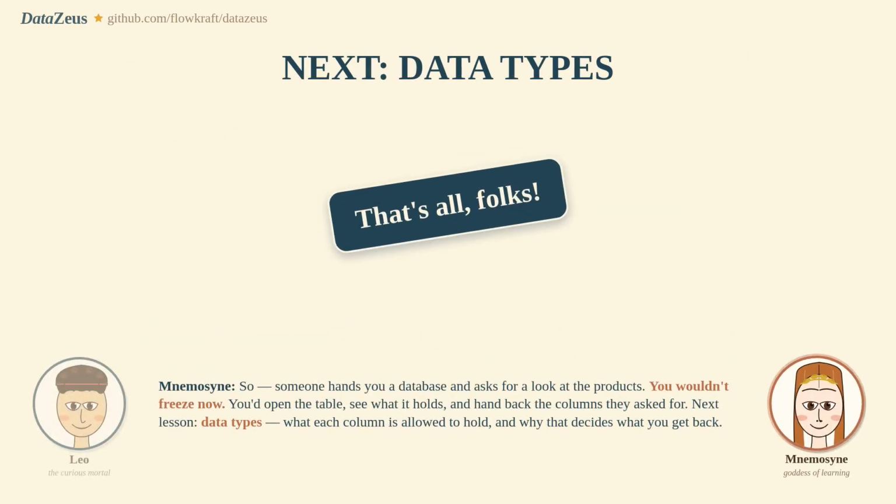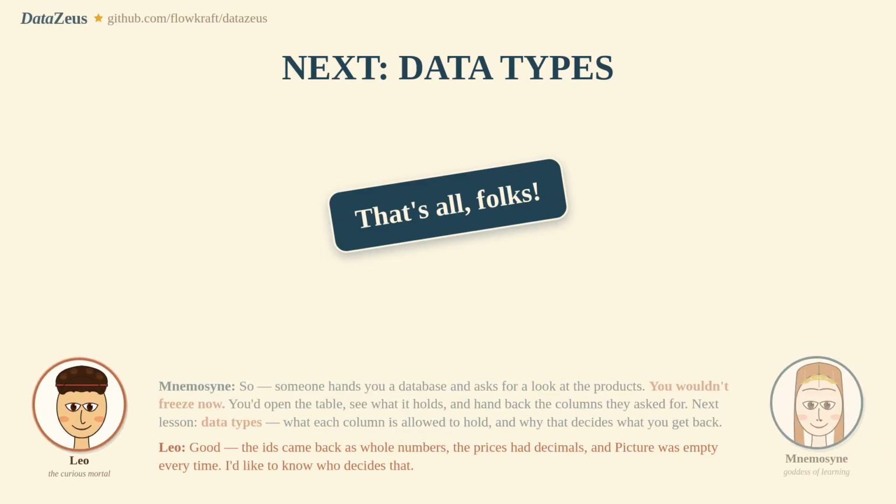So, someone hands you a database and asks for a look at the products. You wouldn't freeze now, Leo. You'd open the table, see what it holds, and hand back the columns they asked for. Next lesson, data types, what each column is allowed to hold, and why that decides what you get back. Good. The IDs came back as whole numbers, the prices had decimals, and picture was empty every time. I'd like to know who decides that.